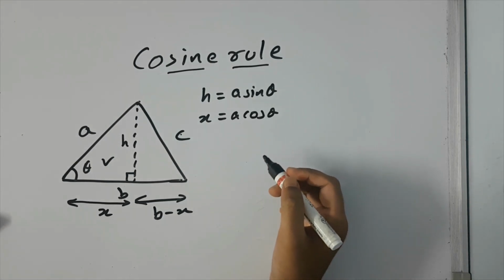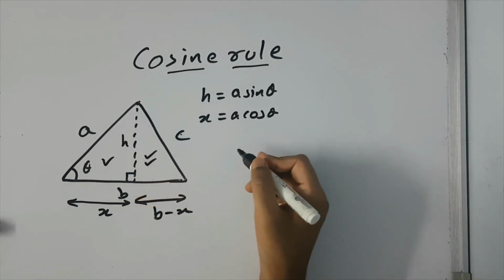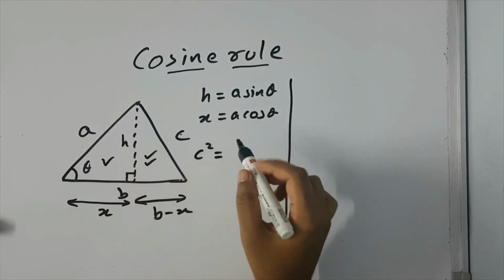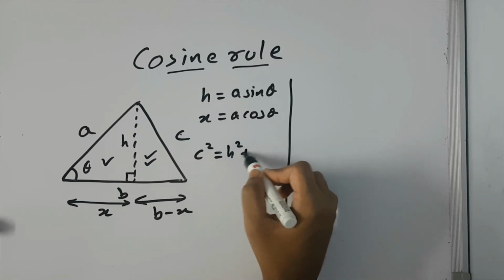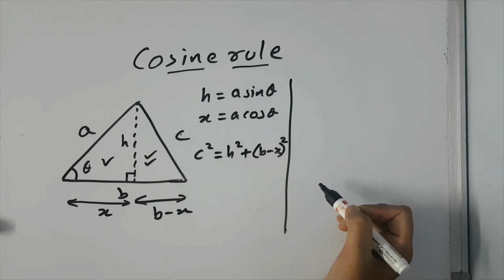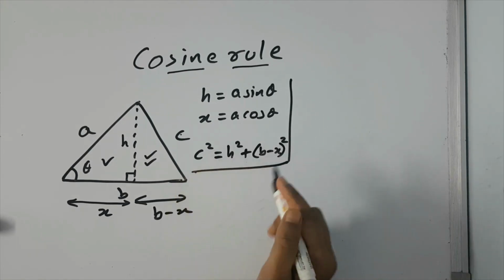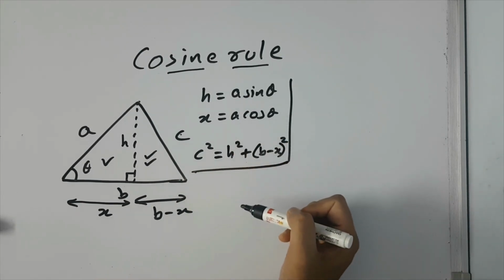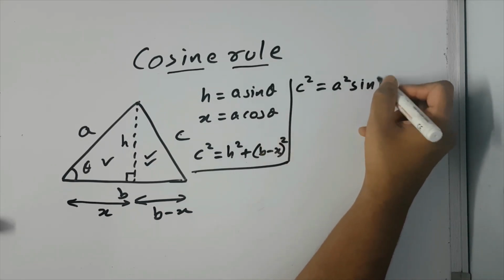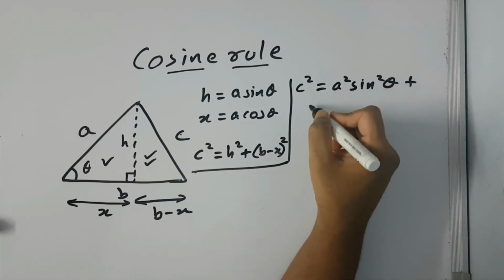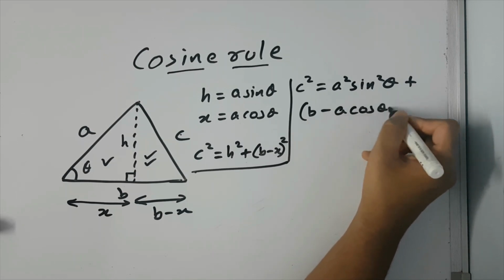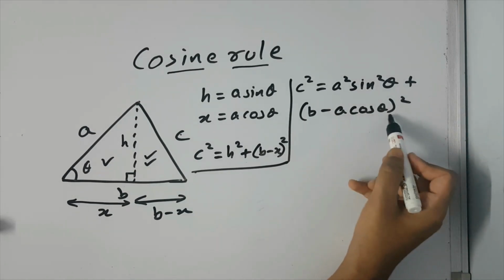Now you look at this particular triangle. In this triangle, according to Pythagoras' rule, c square would be equal to h square plus b minus x the whole square. Now all you need to do is plug in the values of h and x. What do you get? c squared is equal to a square sine squared theta plus b minus a cos theta the whole square. Now open the bracket of the second term.